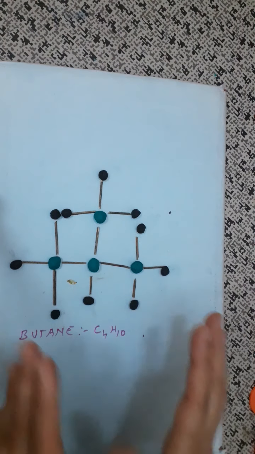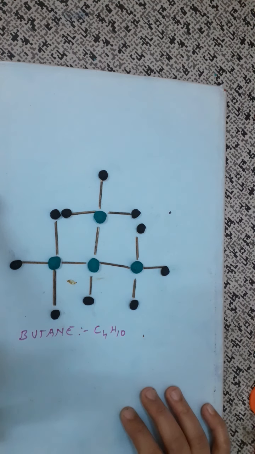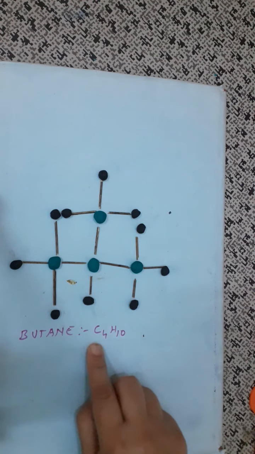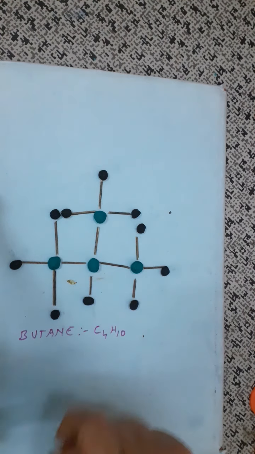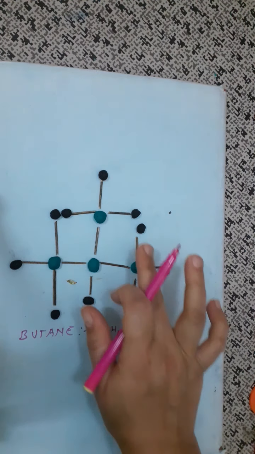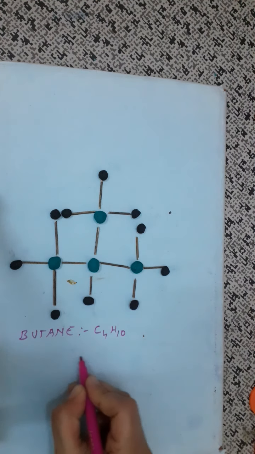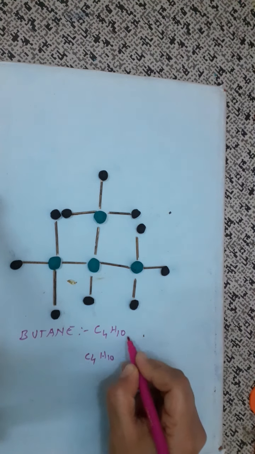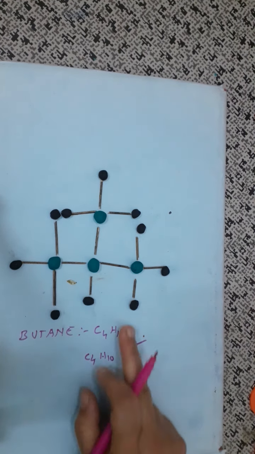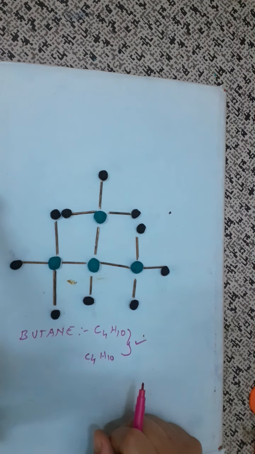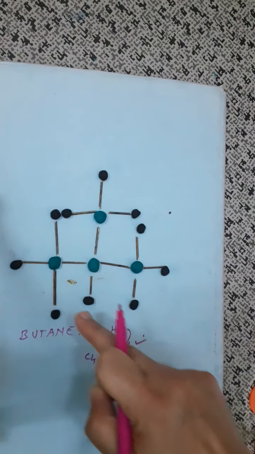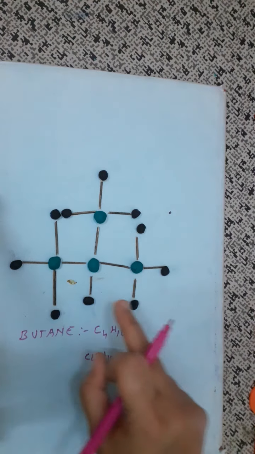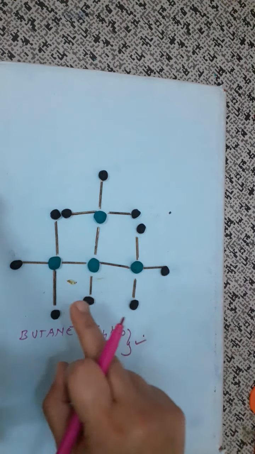Have you observed any difference here? Let us talk about the difference. First, the difference in the formula. Is there any difference in the formula? Let us count. How many carbons? 4 carbons. And how many hydrogens? Same. So there is no difference in the formula, but the difference has come in the arrangement, in the structure. Clear? Now this compound can no more be called butane.